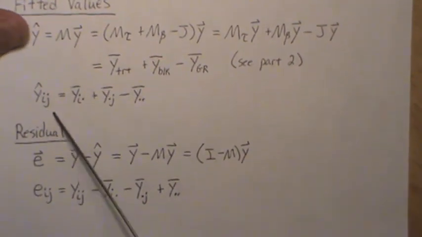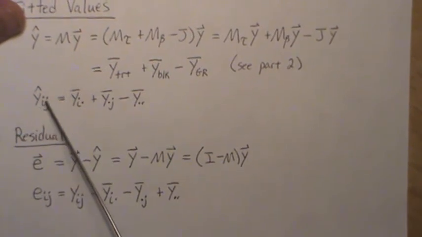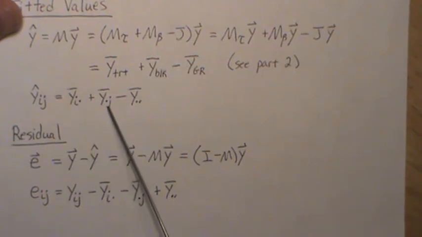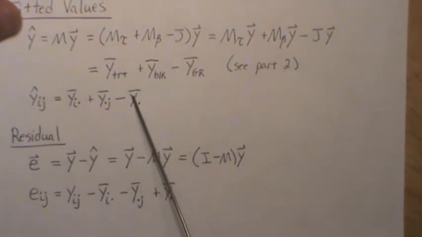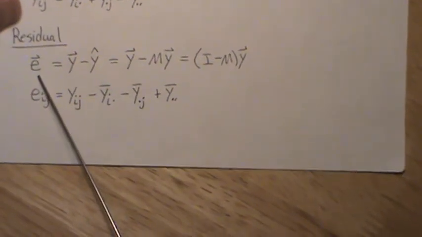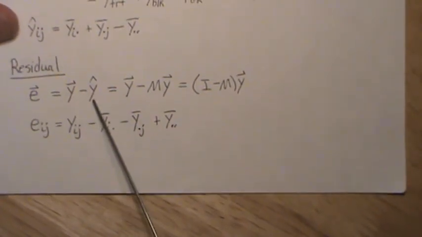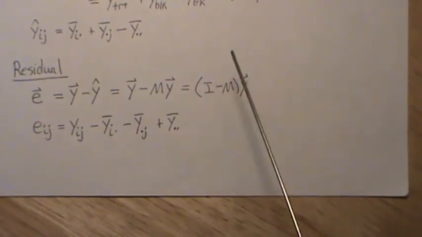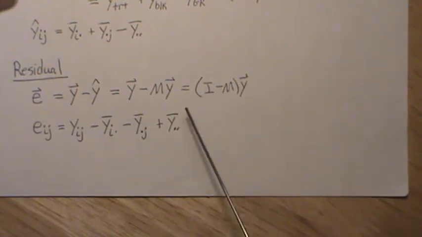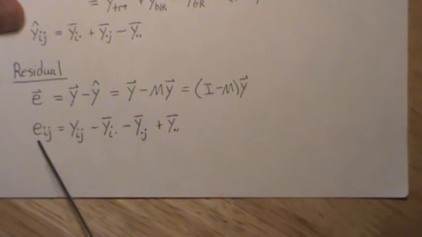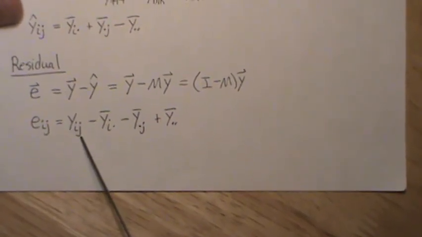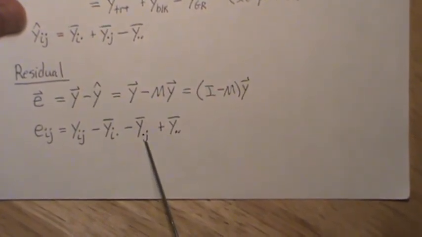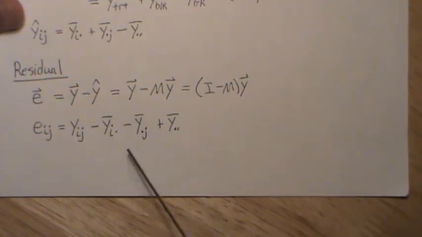So this is the matrix form. In scalar form, y_ij hat is y_i dot bar plus y dot j bar minus y dot dot bar. So it's the ith treatment mean plus the jth subject mean minus the grand mean. Now the residual is e, so it's y minus the fitted value. But the fitted value is M y, so then you can factor out y, and it's I minus M. So these are the residuals for our model. And in scalar form, e_ij is equal to y_ij, so it's the data value minus the fit: the treatment mean minus the subject mean, and then plus the grand mean.